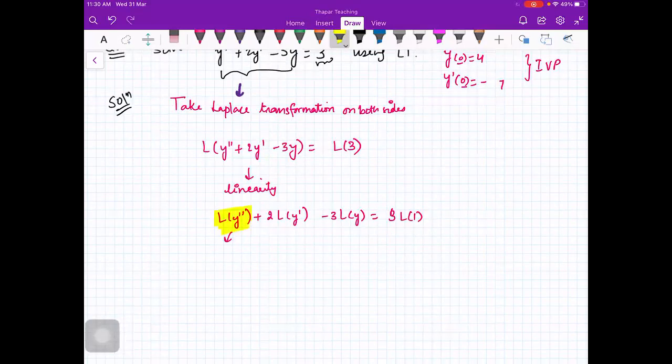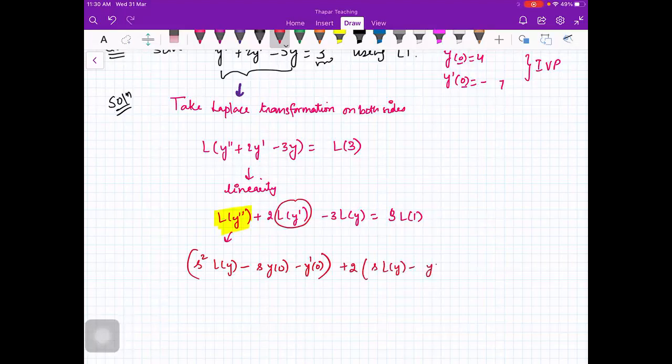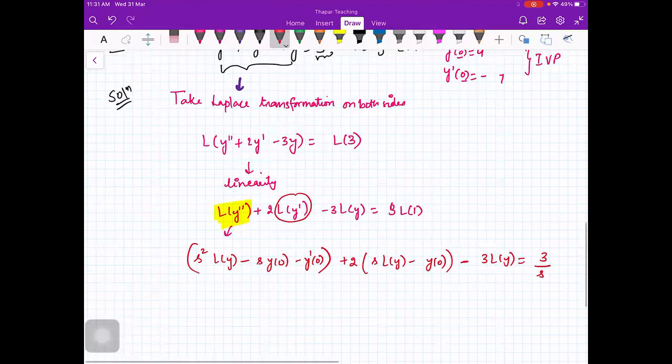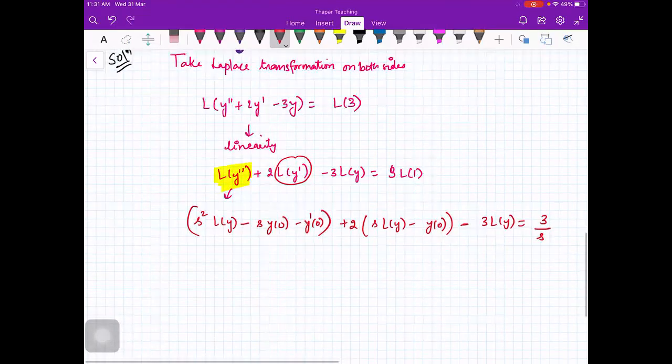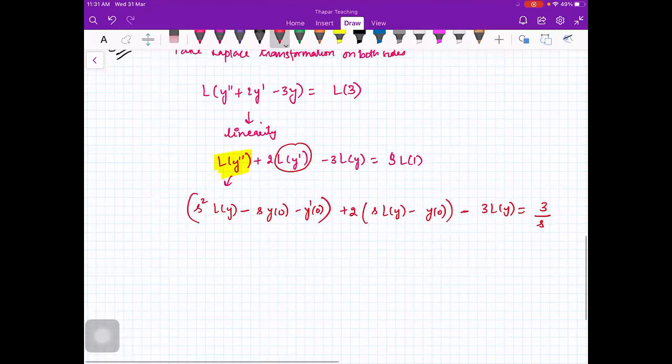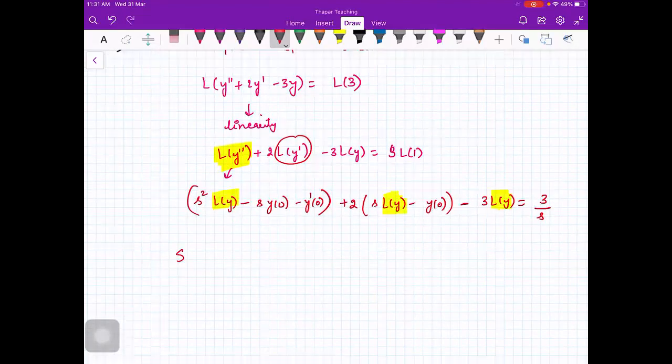This was s square L of y minus s y of 0 minus y dash 0. Do you remember? Plus 2 times. What is the formula for this? This is s L of y minus y of 0 minus 3L of y is equal to 3 by s. Now you combine these terms, L of y terms. So they are s square plus 2s minus 3 L of y.